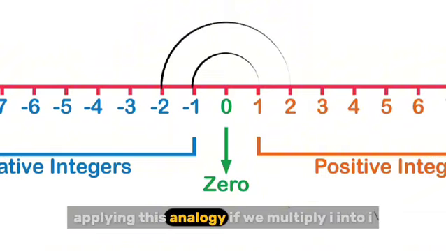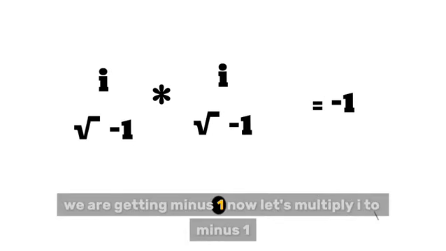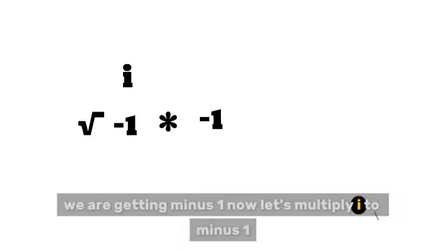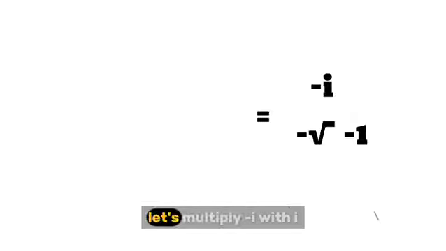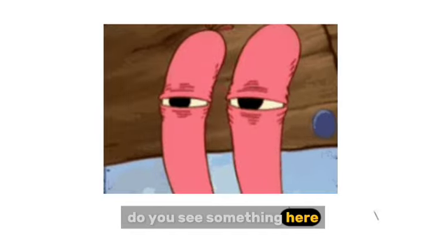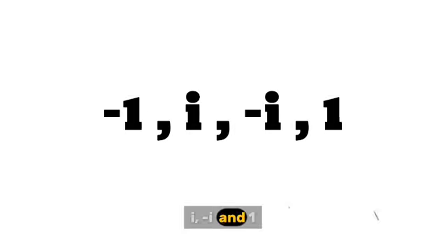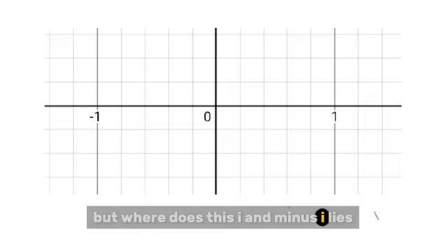Applying this analogy, if we multiply i into i, we are getting minus 1. Now, let's multiply i to minus 1. We get minus i. Let's multiply minus i with i. We get 1. Do you see something here? We are getting 4 numbers. Minus 1, i, minus i, and 1. Minus 1 and 1 lies on the number line. But where does this i and minus i lie?